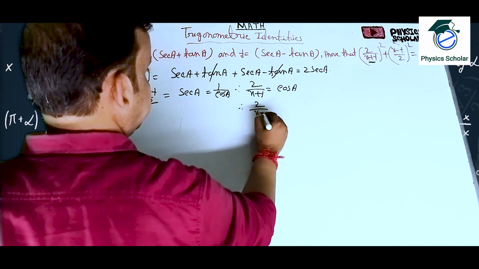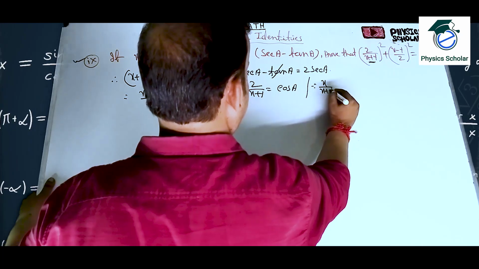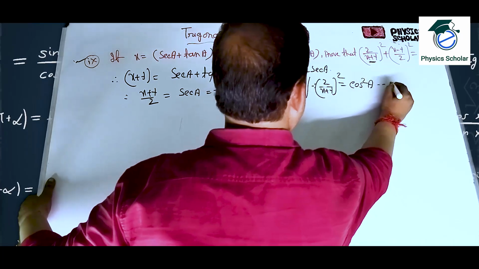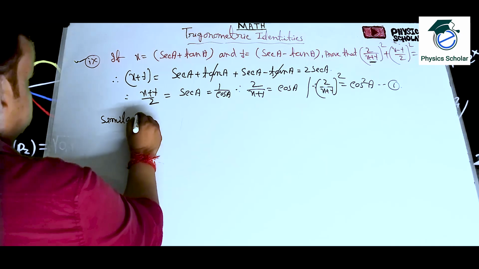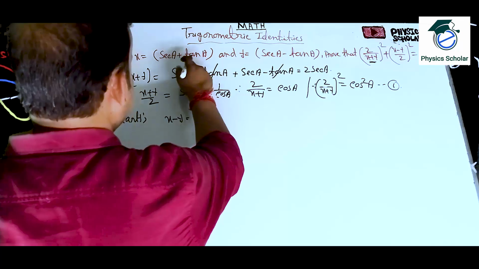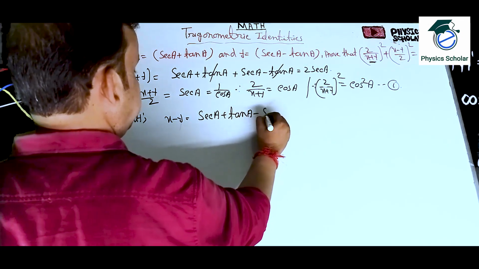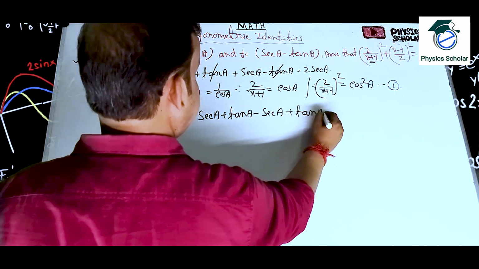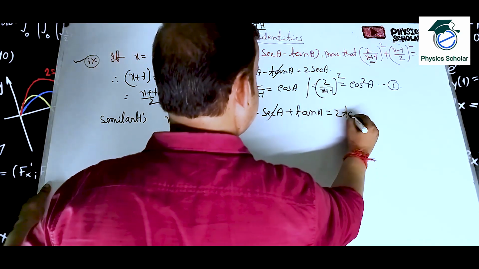Therefore, 2 by x plus y whole square is equal to cos square a. It is equation number 1. Similarly, x minus y. Clear? x minus y is there. So, x minus y, what is the value of x? Sec a plus tan a minus sec a minus tan a. Sign will be changed, so as minus is there, it will be plus tan a. So, this will be cancelled, it is equal to 2 tan a.